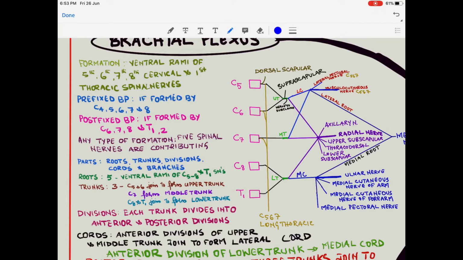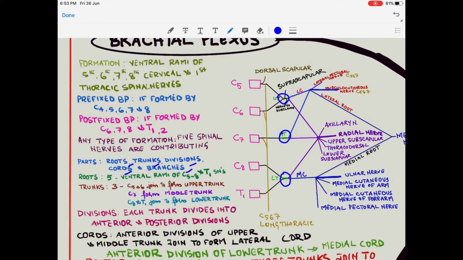Now the parts. Parts are roots, trunks, divisions, cords and branches. Now the roots and trunks are lying above the clavicle. The divisions are occurring behind the clavicle. The cords and branches are infraclavicular. Roots are the C5, C6, C7, C8 and T1, that is ventral rami. Then the trunks. So roots are 5 in number, trunks are 3 in number: upper trunk, middle trunk, lower trunk.